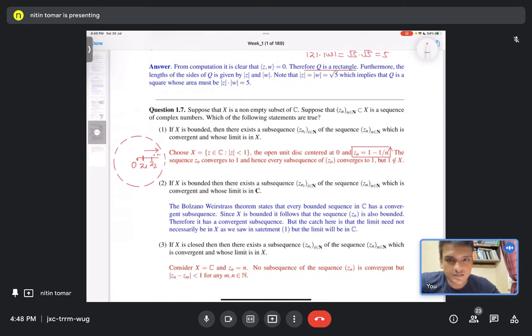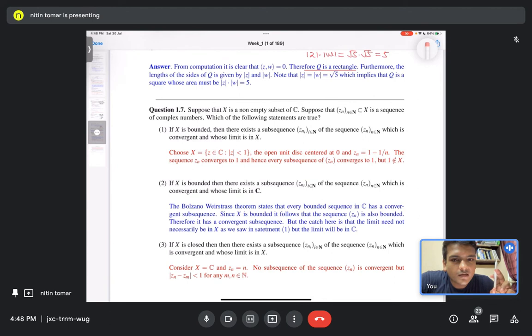If a sequence is convergent, then every subsequence is convergent and to the same number itself. So the sequence Zn converges to 1, which is clear. Why? Because Zn is 1 minus 1 by n, and hence every subsequence will converge to 1. But does 1 belong to set X? No. Okay. So it is not true. It need not be true that every bounded sequence will have a convergent subsequence in X.